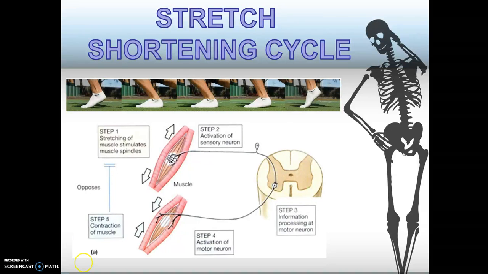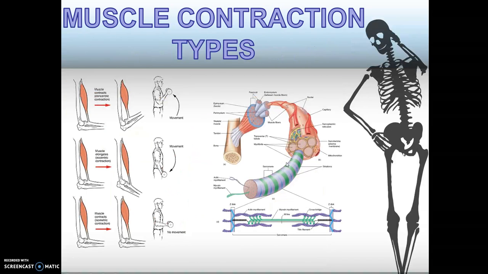So this image shows an example. Muscle contraction types. There are 3 different muscle contraction types: concentric, eccentric, and isometric. Concentric shortens a muscle, eccentric lengthens the muscle, and isometric keeps the muscle the same.